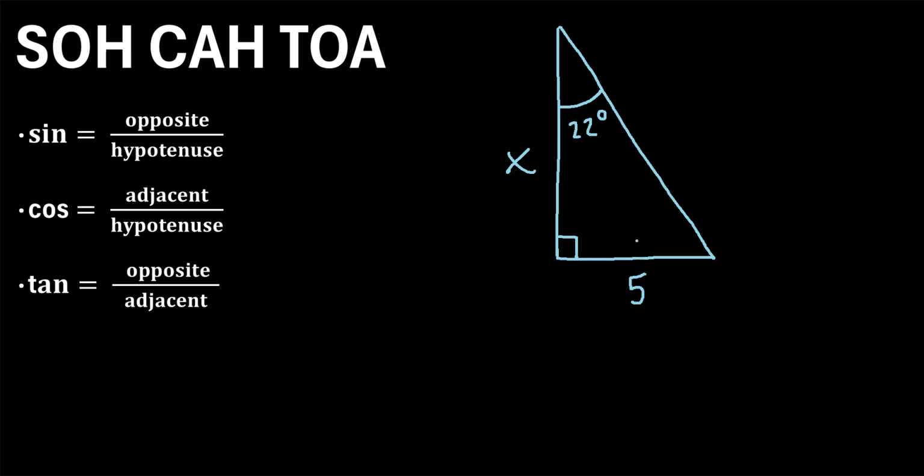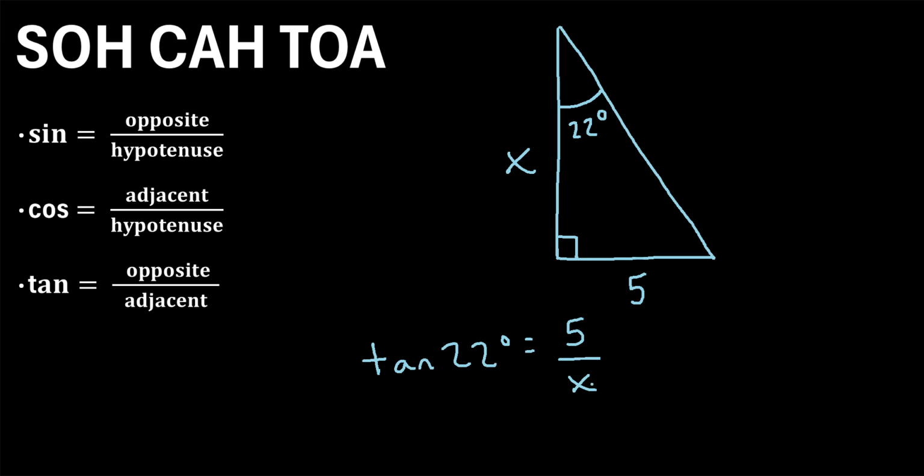So we're working with the opposite and the adjacent, or the O and the A. So in our acronym, we can see that the tangent of the angle uses O and A, so we'll need to use the tangent to solve this problem. So what we can say is the tangent of 22 degrees is equal to, the definition says, the opposite side over the adjacent side. So the opposite side is 5, and the adjacent side is x.